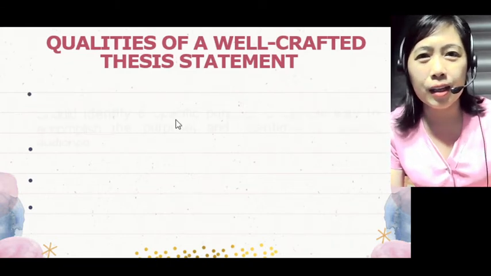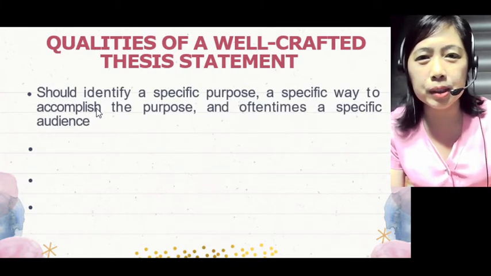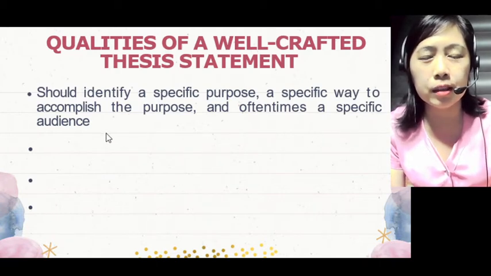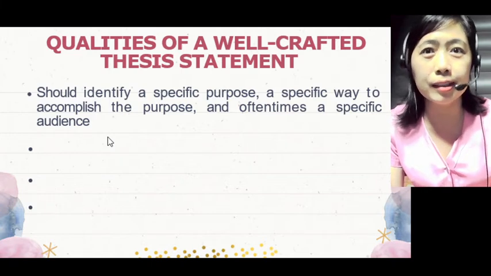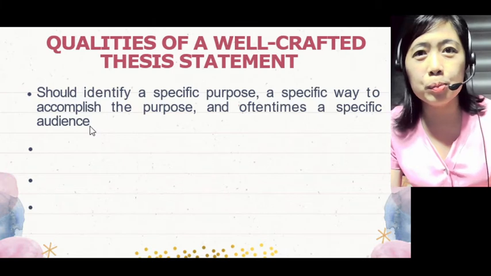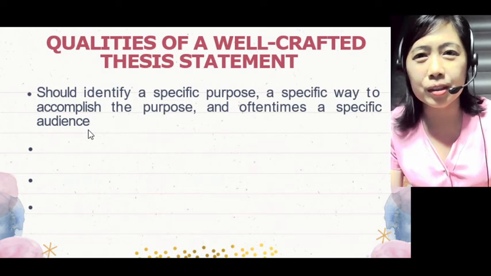Okay, we have, I think there are 8. Okay, so it should identify a specific purpose, a specific way to accomplish the purpose, and oftentimes a specific audience. Yes, I believe you need to have a specific audience. One of the lessons in reading and writing, and I think it's also in oral communication, is that when you prepare a speech, it's also part of the discussion, to know your audience.